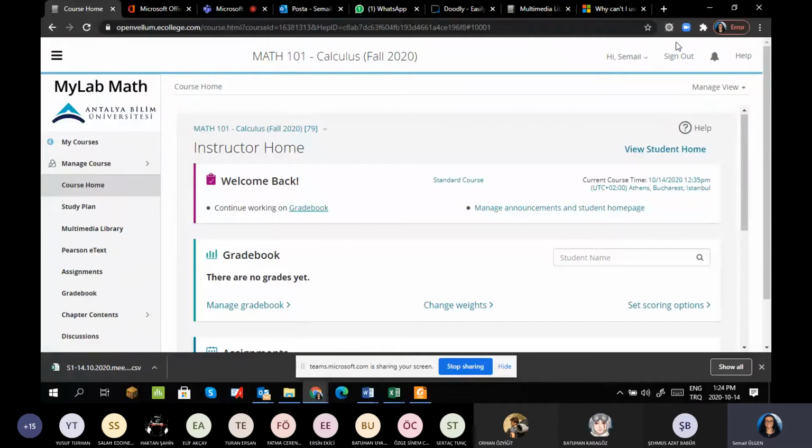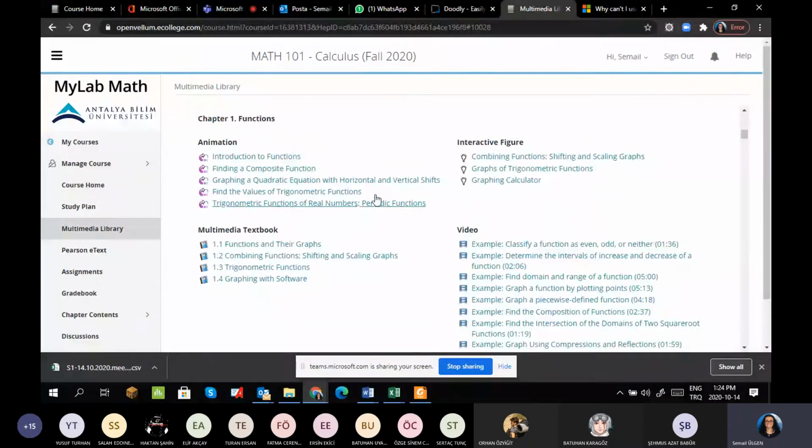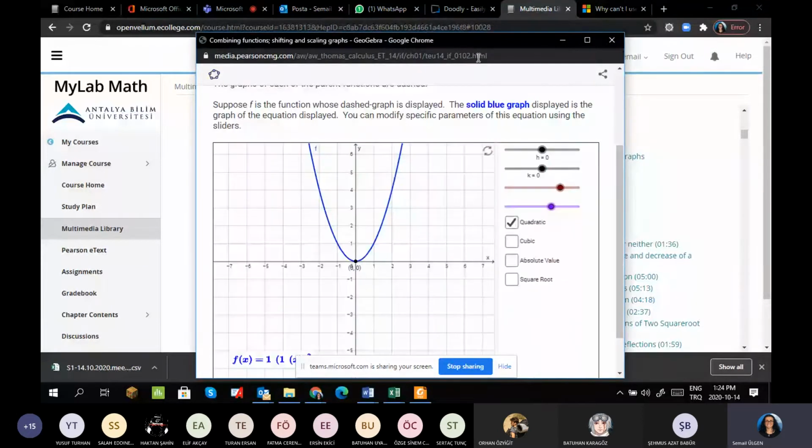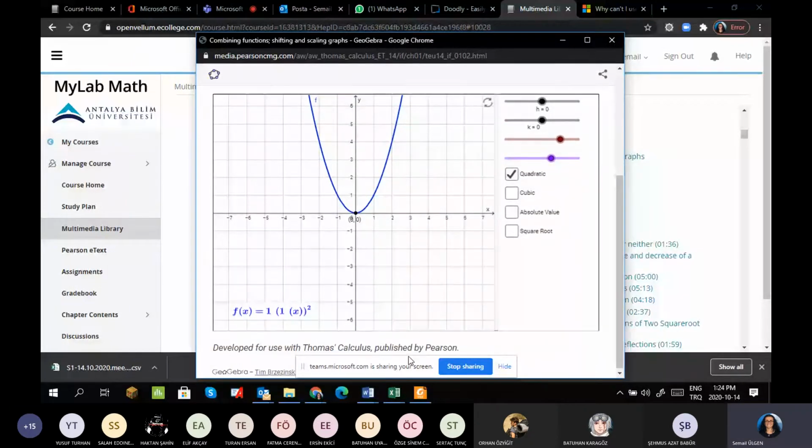Anyways, okay, let's go back to my lab. So where was I? I was here. I was going to show you shifting and scaling. This is GeoGebra, a useful software. We have the function down here, and some terms are needed. Look, h is the one next to x. So x minus h.